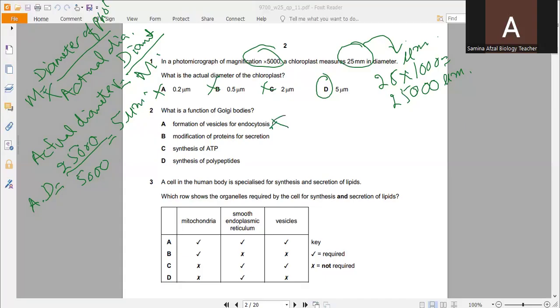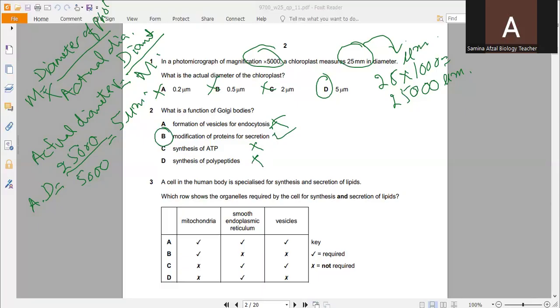So B is modification of proteins for secretion. Yes, this is the correct option. Third is synthesis of ATP. This is the function of mitochondria. Again, this is not the function of Golgi. Synthesis of polypeptides: polypeptides are formed by the ribosomes, not by the Golgi body. So B is the correct answer.